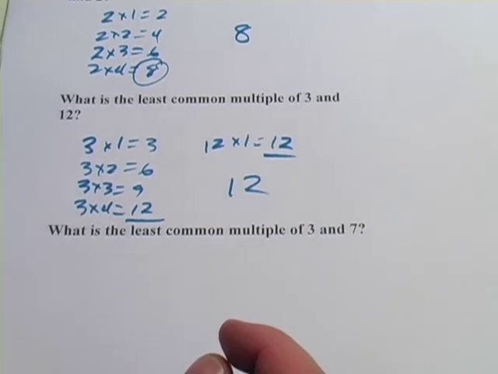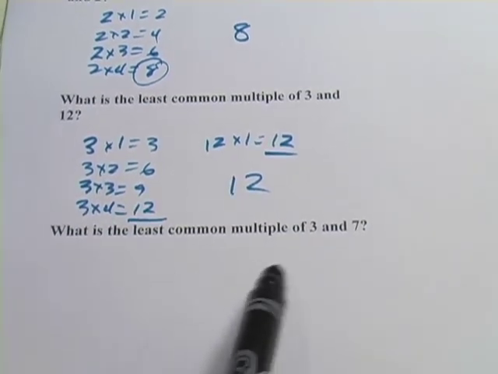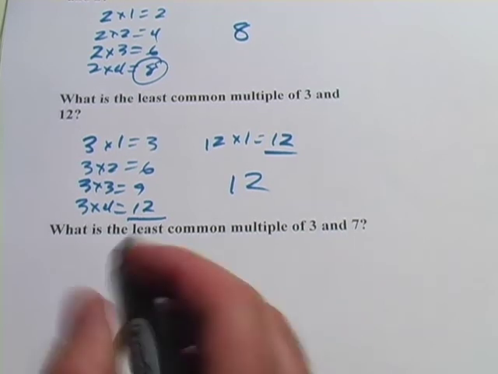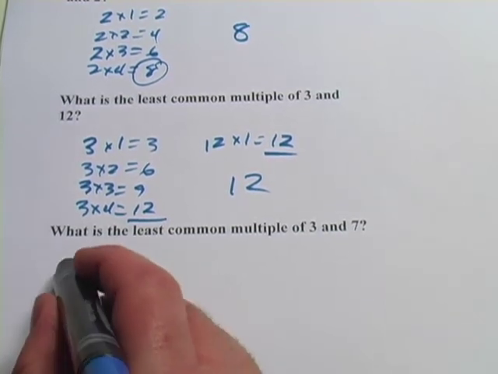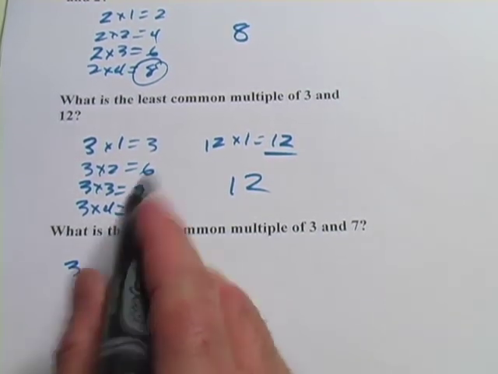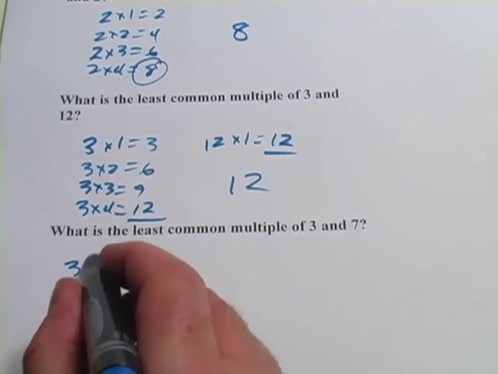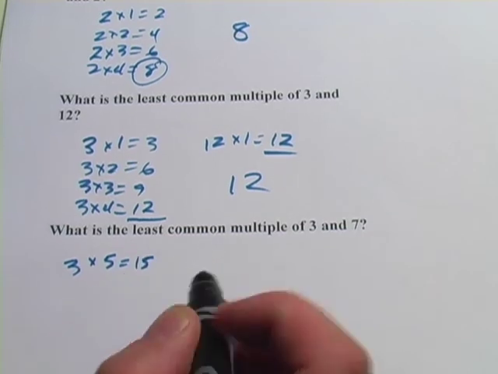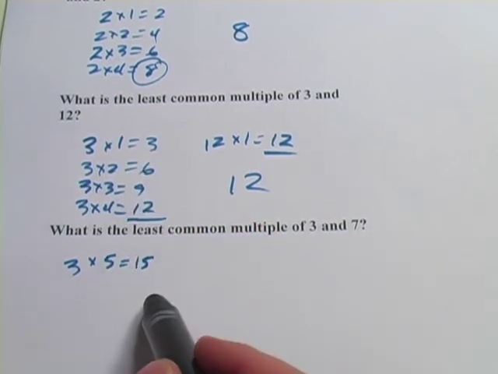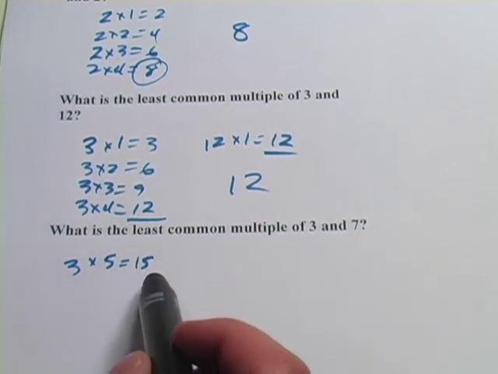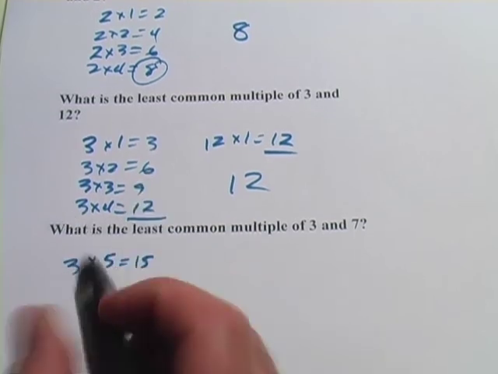Let's do one more. This one says, what is the least common multiple of 3 and 7? So this one might be a little trickier. Multiples of 3 again, I started them up here. Let's just continue them. I've got 3, 6, 9, 12. 3 times 5 is 15. And what I'm going to do as I go along here is think, is that a multiple of 7 as well? And so far, I don't think so.